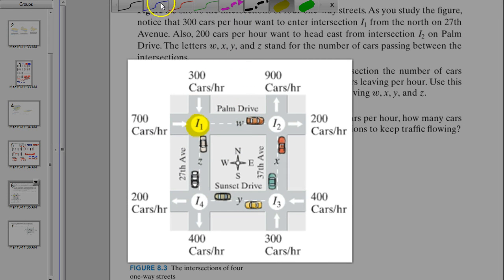For traffic to actually flow through here, for all the traffic to flow through this intersection, the number of cars coming in has to equal the number of cars coming out of the intersection. Alright, so if you look in this one that we got, 700 cars an hour coming in this way, 300 cars an hour coming in this way. The outs are, in this case, Z is coming out of that intersection, and W is coming out of that intersection.